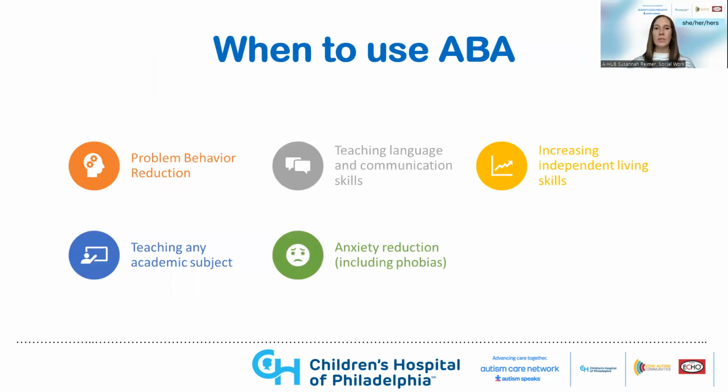So when we want to use ABA, lots of different scenarios can be helpful. Again, this is a strategy to help reduce problematic or dangerous behavior, but it's also used to help teach language and communication. It can be used particularly for older adolescents and teens moving into adulthood to help increase independent living skills and build and teach those adaptive skills.